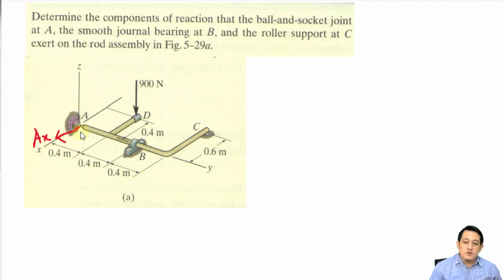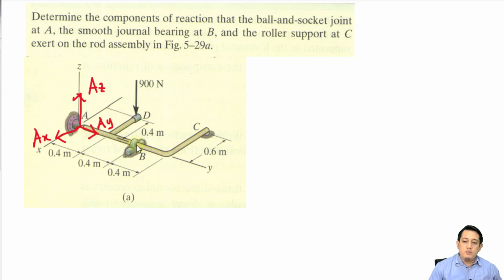So can this thing move in Y direction? Cannot, ball and socket cannot. So we will have this one, AY. Can this thing move in Z direction? Cannot also. Ball and socket, we cannot move it in Z also. Therefore, we will have this one, AZ.